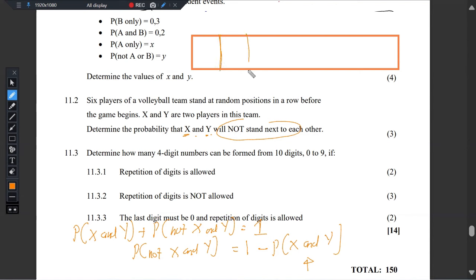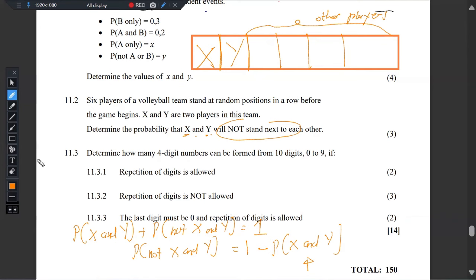So we have 6 players, 6 blocks: 1, 2, 3, 4, 5, 6. Right. So suppose that X and Y must always stand next to each other. That's X, that's Y, right? Meaning that the other remaining players can be arranged in any particular order, right? So we can arrange these other players here. These are other players which do not have any conditions, right? They can just be placed there randomly.